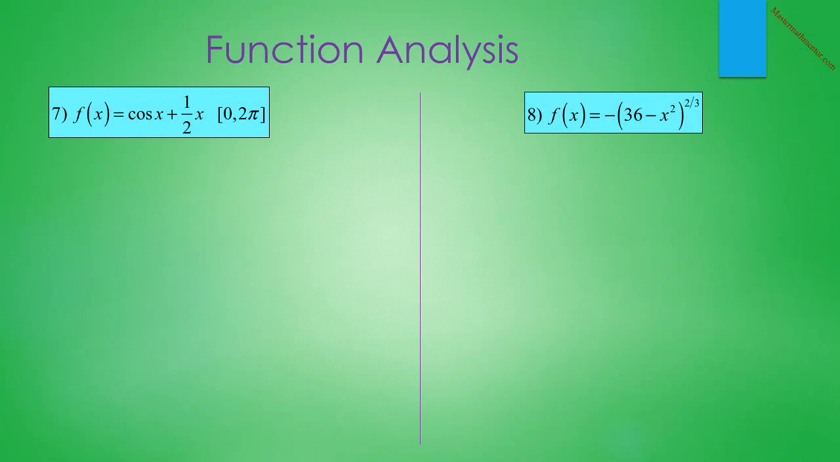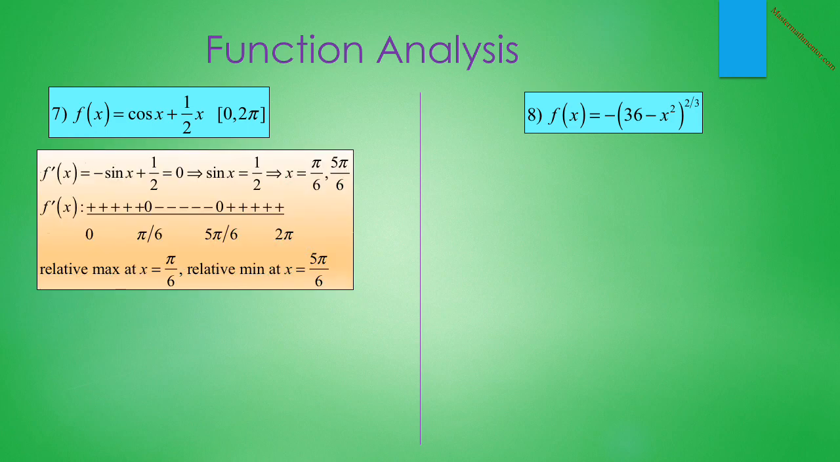7 and 8 prove a little bit more difficult in finding relative extrema because of using trig and the possibility of vertical tangents. In number 7, we have f of x equals cosine of x plus 1/2 x on the interval 0 to 2 pi. We take the derivative and get negative sine of x plus 1/2, set that equal to 0, and sine of x equals 1/2, and x equals pi over 6 and 5 pi over 6. Note we are working in radians.